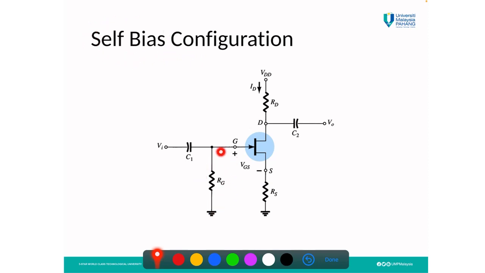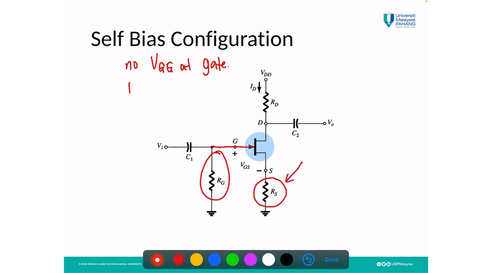Can you see at this area, the RG, there is no VGG. For the self bias, remember, no VGG at the gate. Because this is the gate, so it's only RG. The rest is the same. There is another one, there is RS. RS is added at the source. So there are two differences between self bias and fixed bias.